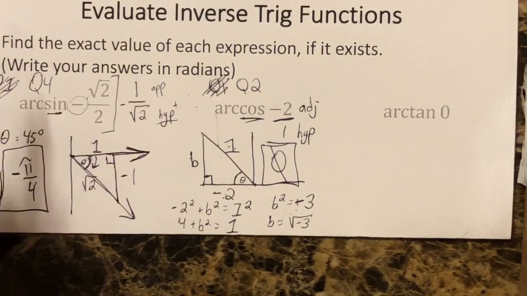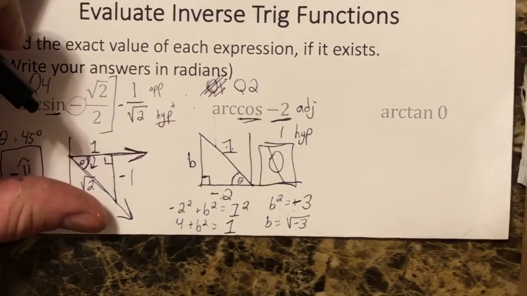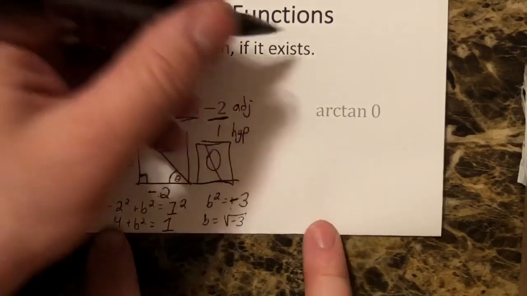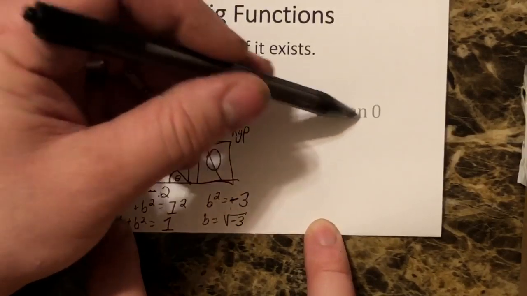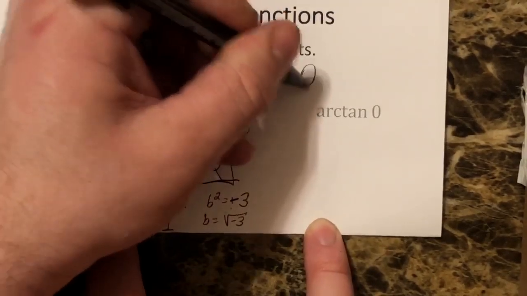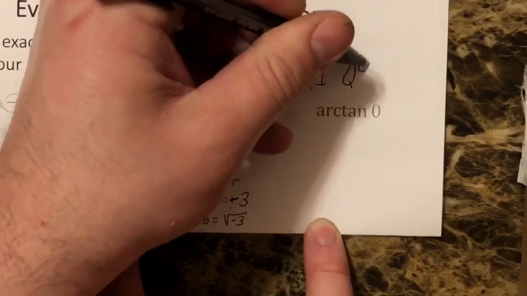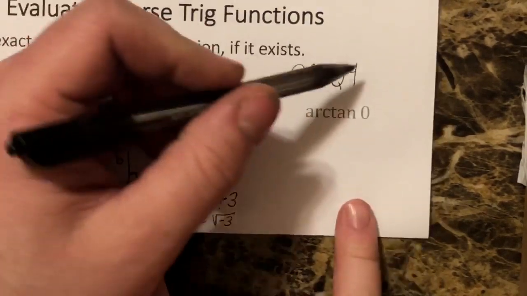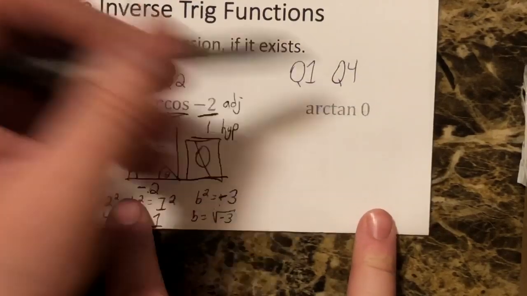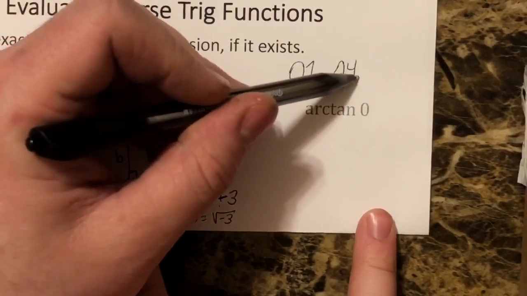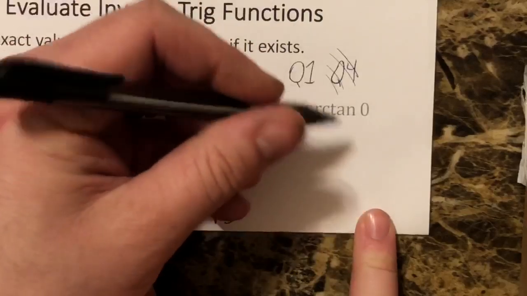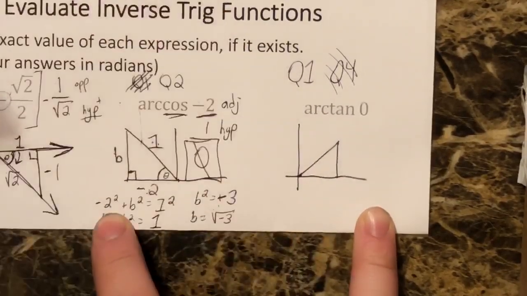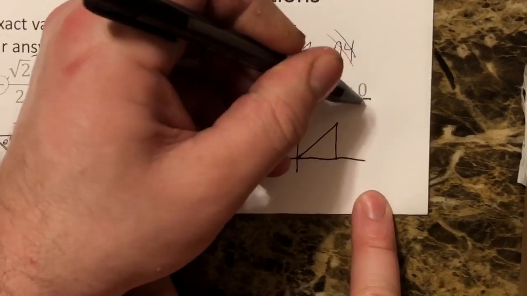All right, so the last one is arctan of 0. This one's kind of a bit of an odd situation as well. So inverse tangent has to be quadrant 1 or quadrant 4. Okay, and technically 0 is never positive or negative, but with a 0, quadrant 1's the way to go. It's the easiest. It's where you deal with all the zeros here. And this is essentially 0 over 1.